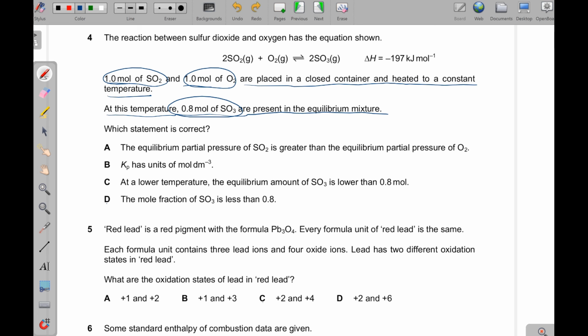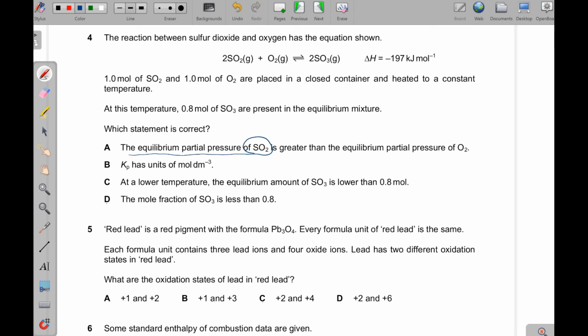Which statement is correct? Now, I can see in here they are saying the equilibrium partial pressure of sulfur dioxide is greater than that of oxygen. Then there is Kp. Then at lower temperature, the equilibrium amount of sulfur trioxide is lower than 0.8. Then there is the mole fraction of sulfur trioxide. Now, let's begin and see what happens.